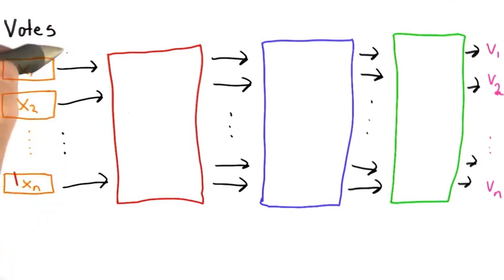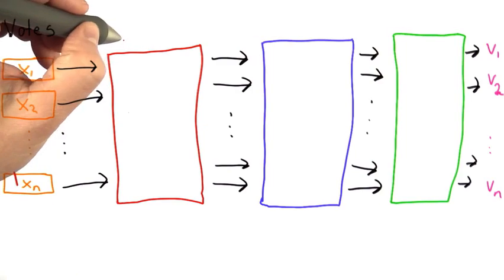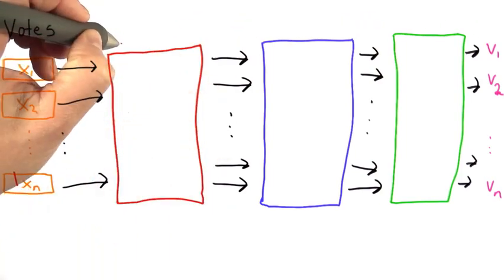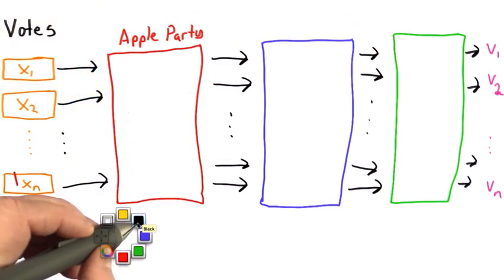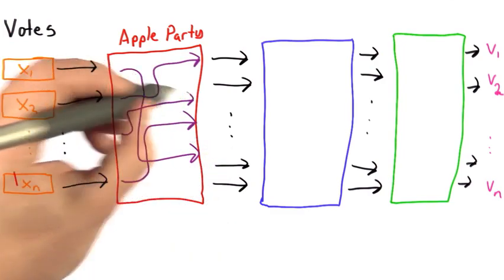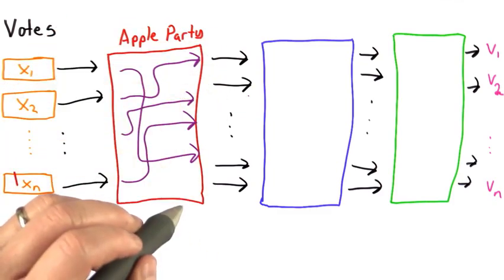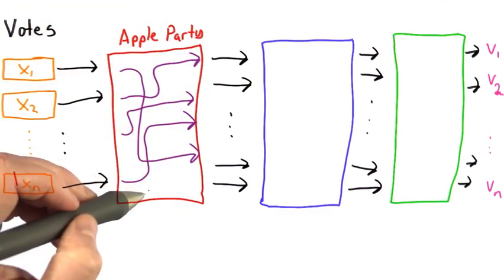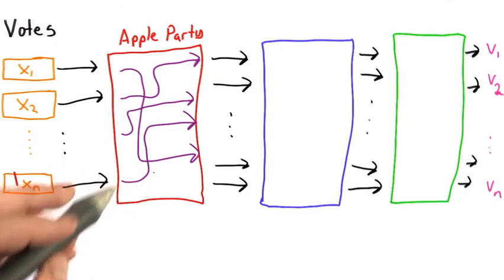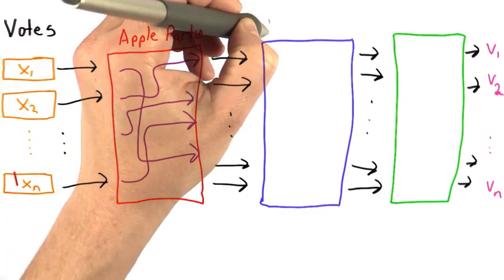You collect the votes from the voters. Those are inputs to a random permutation. Let's say this is controlled by the Apple party. And what the permutation does is randomly scramble the order of the votes. So now the position of the votes that came in doesn't match the position of the votes that came out. We also do some encryption, and we'll get to that in the next question part. And those are passed along to the next party. Let's call that the blue party.